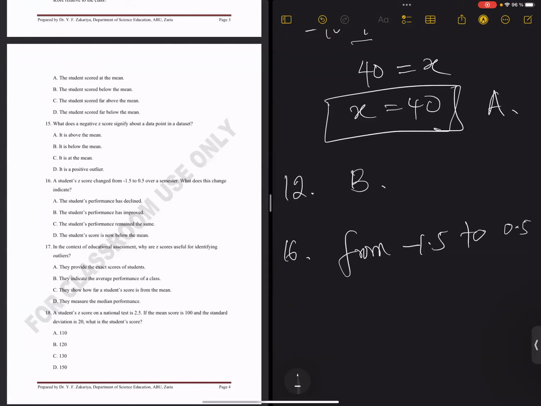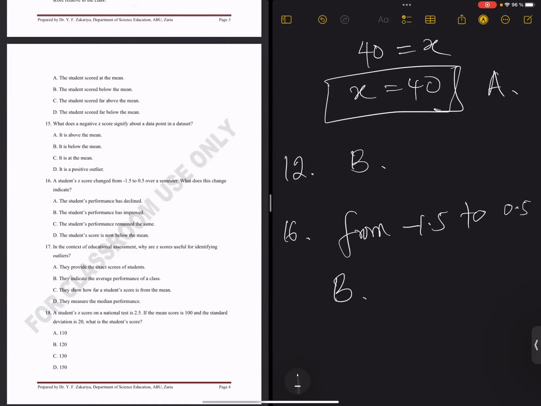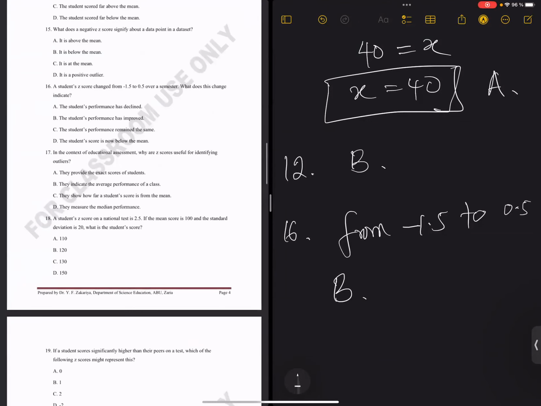A, the student performance has declined. B, the student performance has improved. C, the student performance remained the same. D, the student performance is now below the mean. Which one is correct? B, the student performance has improved, because it has improved from below the mean to above the mean. Initially, it was 1.5 standard deviations below the mean, but now it is 0.5 above the mean. Thank you. So we now go to the next problem.